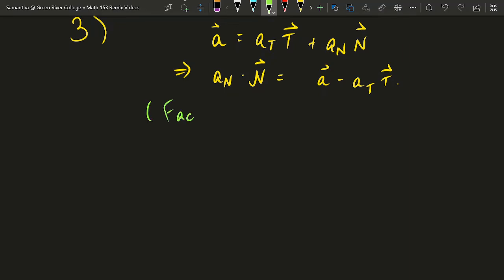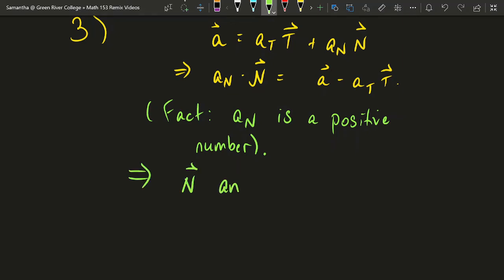Now, I'm going to give this to you as a fact. We're not going to explain why this is. We don't have quite the time for it in this class. A sub N is always going to be a positive number. There will always be an alignment between the direction of the acceleration vector and the direction of the normal vector. And the consequence of that fact is that the normal vector and A minus A_T times the tangent vector point in the same direction.